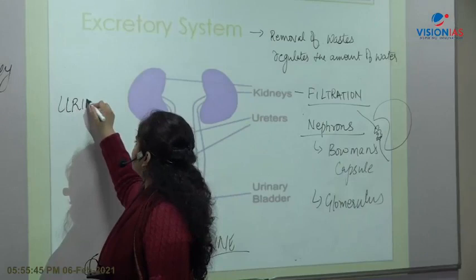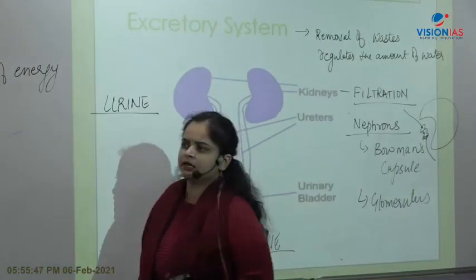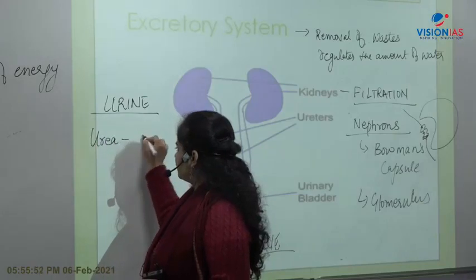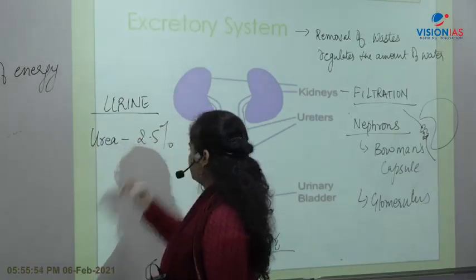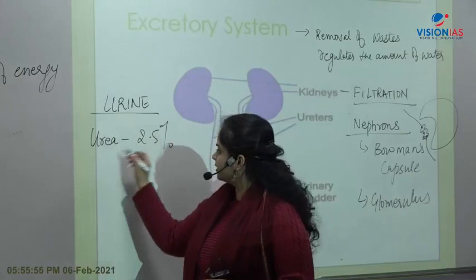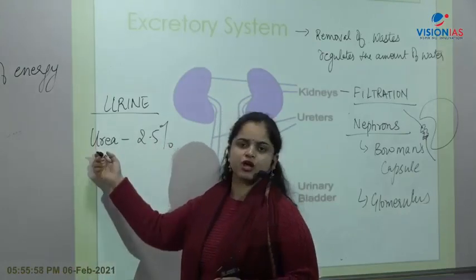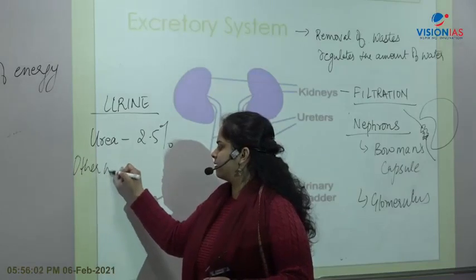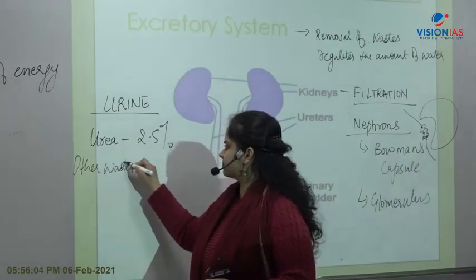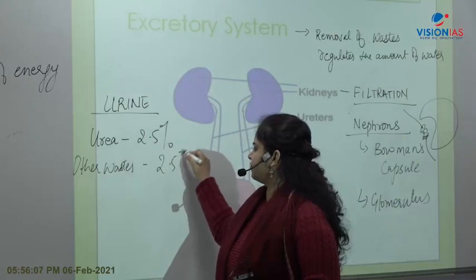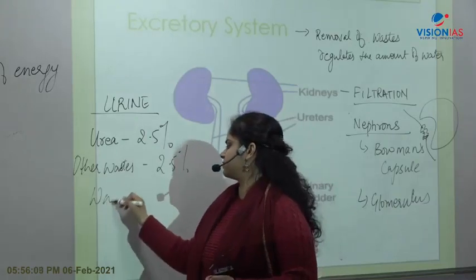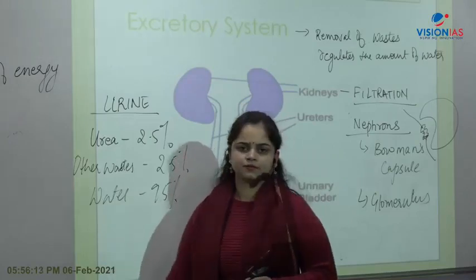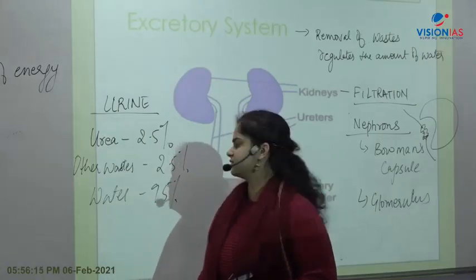Most of the wastes which we have in our body are nitrogenous wastes, and in human beings it is mainly urea. If we talk about the composition of urine, 2.5% of it is urea. Urea is the main waste which we have. Other wastes are 2.5%, and the majority, 95%, is water.